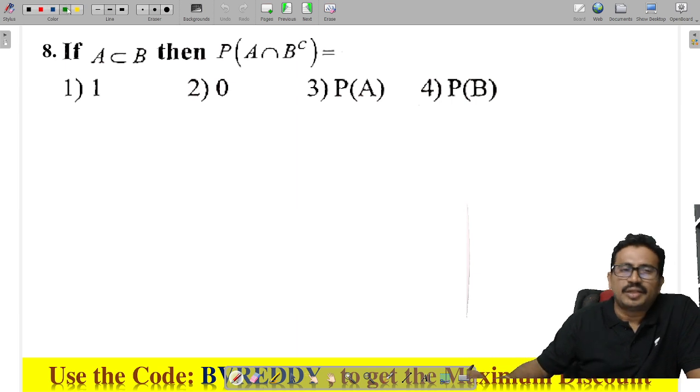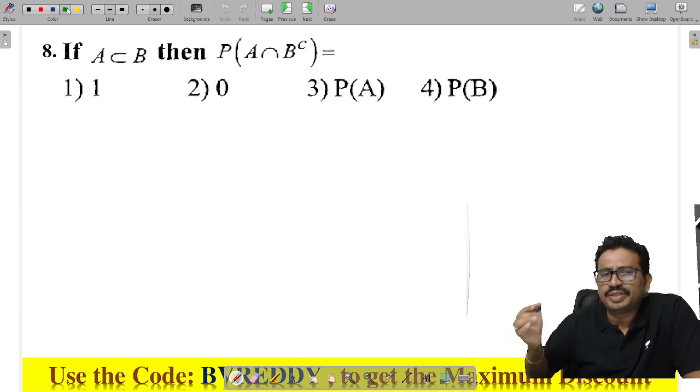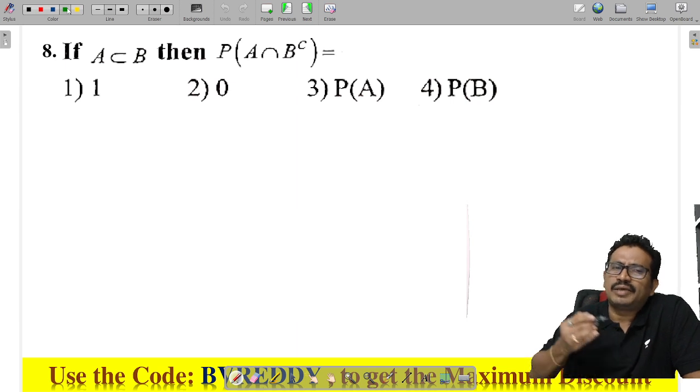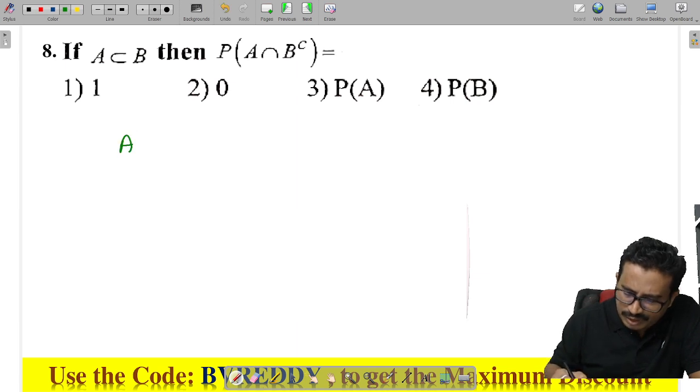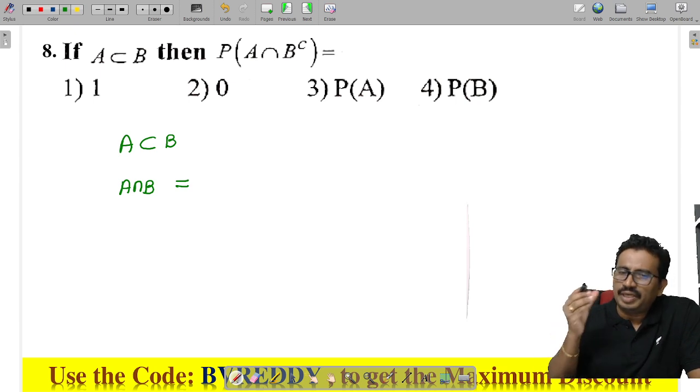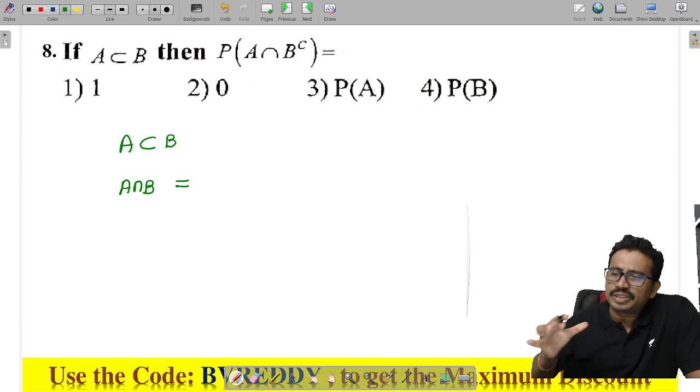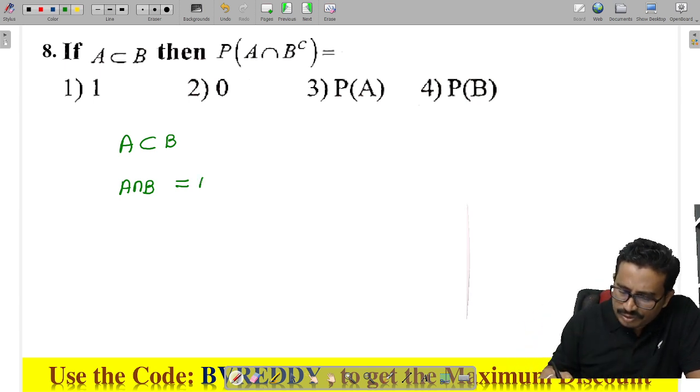Next, here A is a subset of B. That means whatever elements are in A, all are available in B. So if I take A intersection B, A is smaller, and B contains all the things of A, in addition to some more. What I will get as the intersection between these two is A. Then P of A intersection B is given as P of A only.